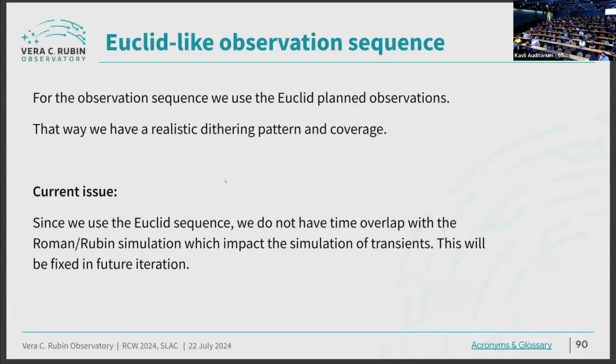Next slide, please. So another very important part is the observation sequence. For that, we use the Euclid planned observations. Like that, we can get the dithering pattern and also the Euclid coverage right. Also, one issue: it has been mentioned that the current simulation includes transients. At the moment, we don't really have time overlap with the simulated catalog, so that means we don't have the transients. It's something that we are currently working on, and we'll do our best to be able to include that and so enable science also for time domain science. Next slide, please.